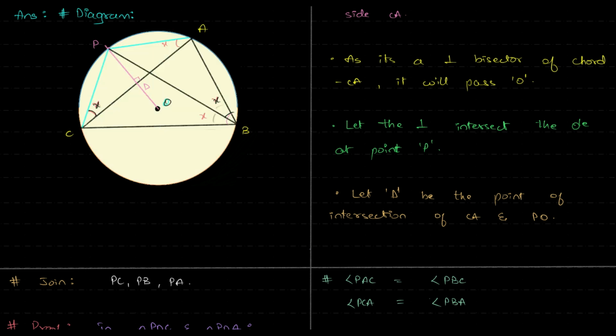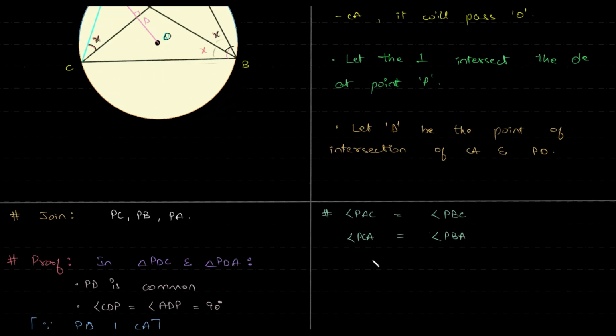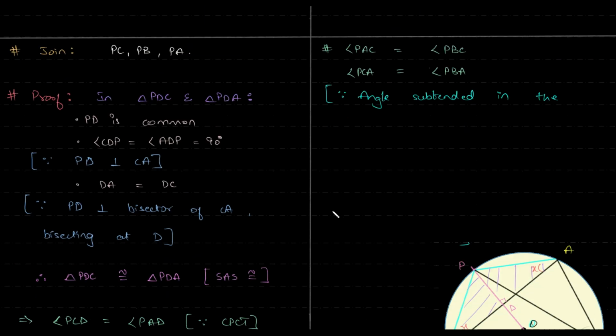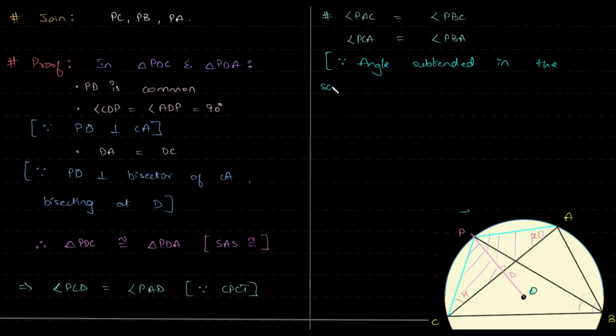Okay. And at the end of it, what do we have? We have the following thing. Angles subtended in the same segment of the circle are equal.